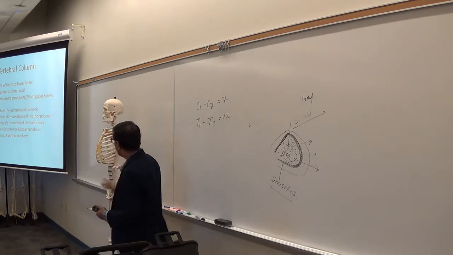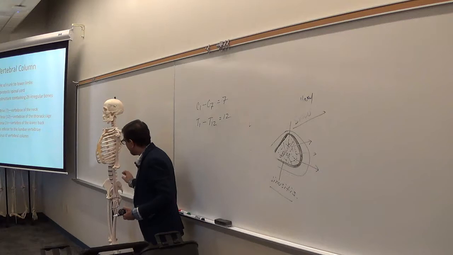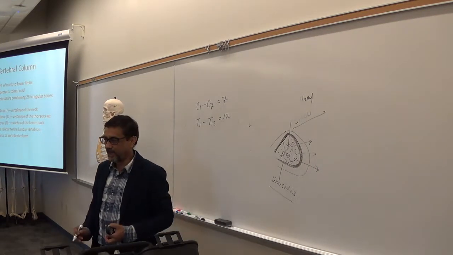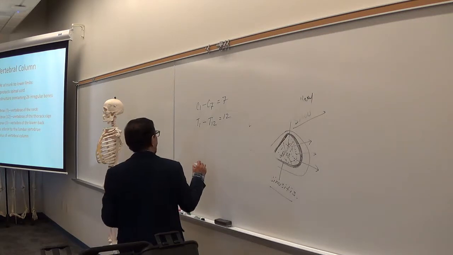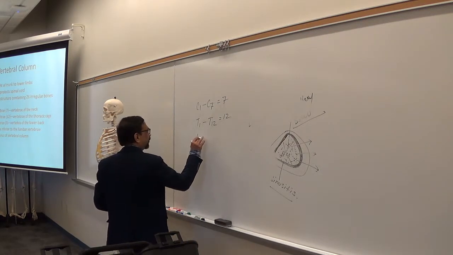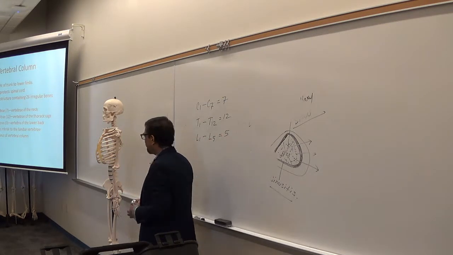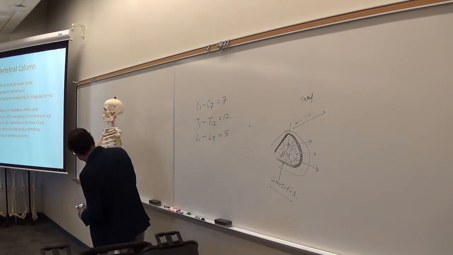Okay, in the thoracic part. Then, this part is called the lumbar part. So, you have lumbar vertebrae. How many? 5. L1 to L5. 5 lumbar. Okay.